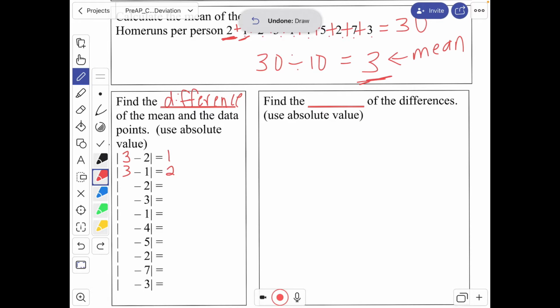So 3 minus 2 is 1. 3 minus 1 is 2. 3 minus 2 is 1. And see, that one is right on the average. But you have to subtract each one to find the difference. So it's not difficult, but it does take some time.